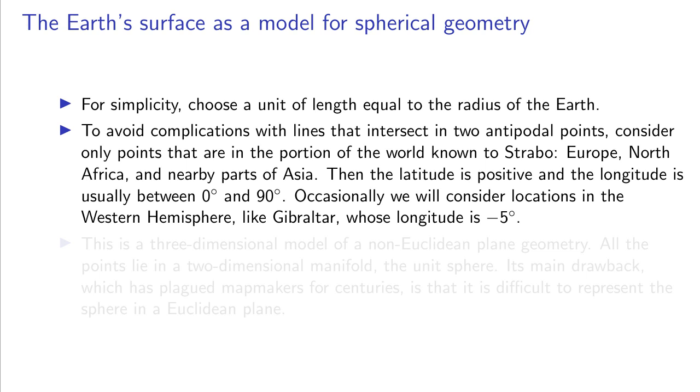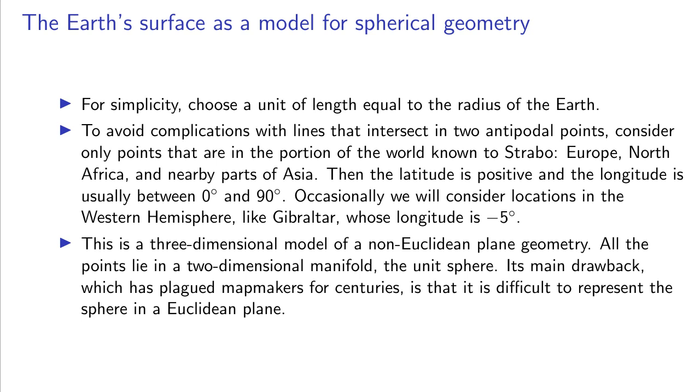These are, for the most part, east of Greenwich, England, so the latitude will be positive because they're north of the equator, and the longitude will be between 0 and 90 degrees because they're in the eastern hemisphere. But we can also consider locations in the western hemisphere. Gibraltar, for example, is at 5 west longitude, and on rare occasions we will even consider the New World. So here we have a three-dimensional model of a non-Euclidean plane geometry.